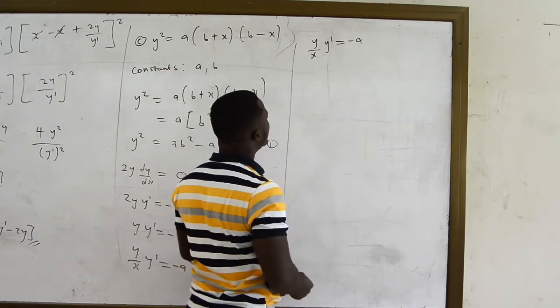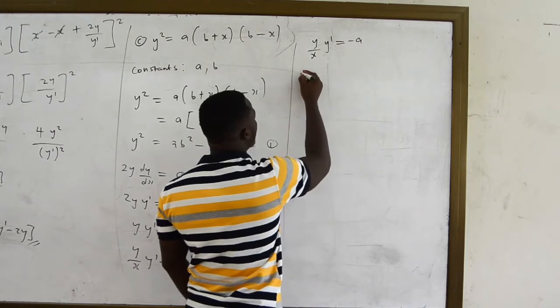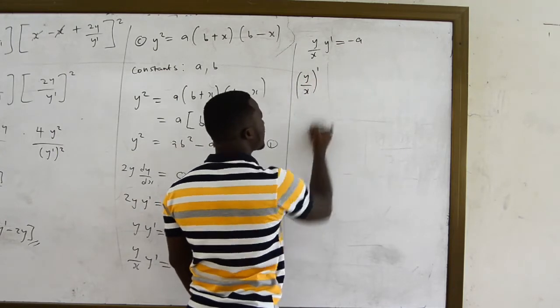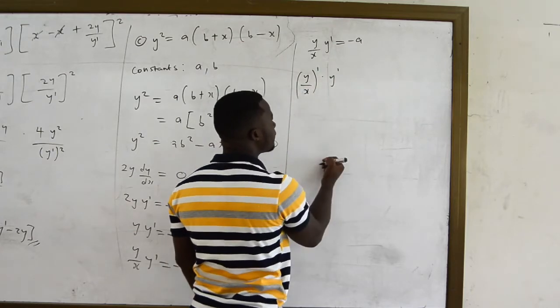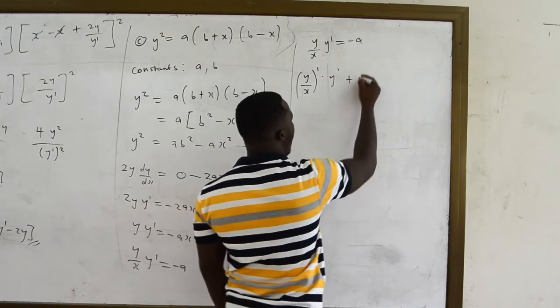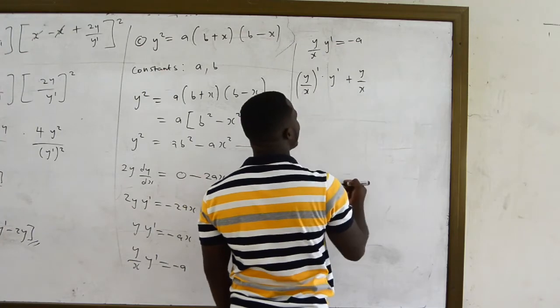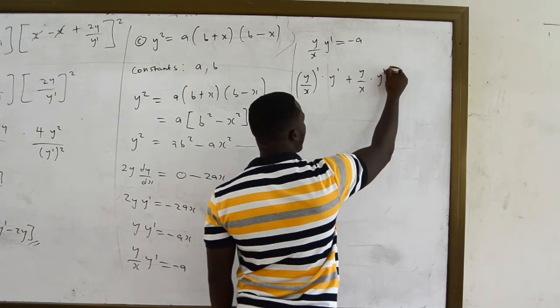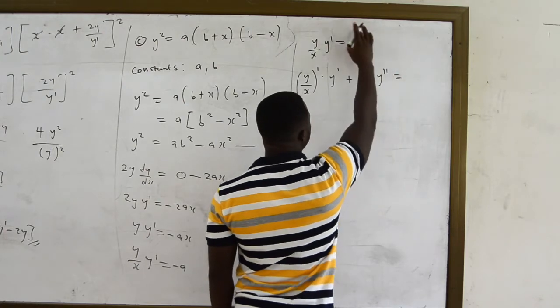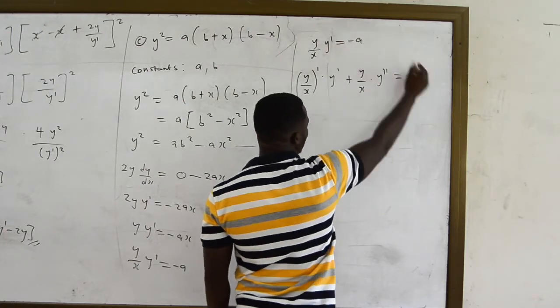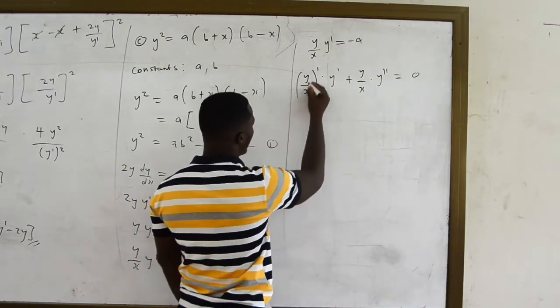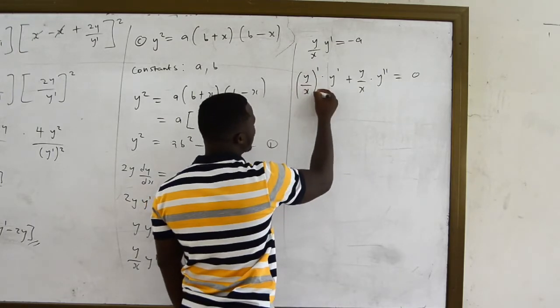So here, how to differentiate this one? First, product rule. I will differentiate y over x, then I will keep y prime, plus I will keep y over x, multiplied by the derivative of my y prime. So I'll get y double prime is equal to, we want to differentiate everything with respect to x. There's no x here, so this side will be 0. Now let's differentiate. I want to differentiate the derivative with respect to x.